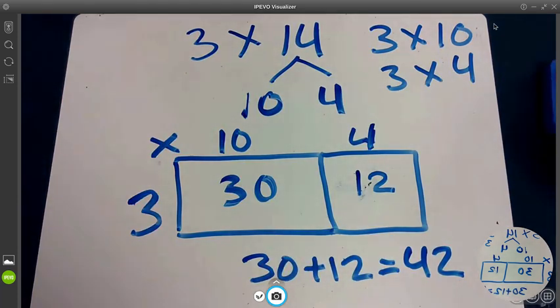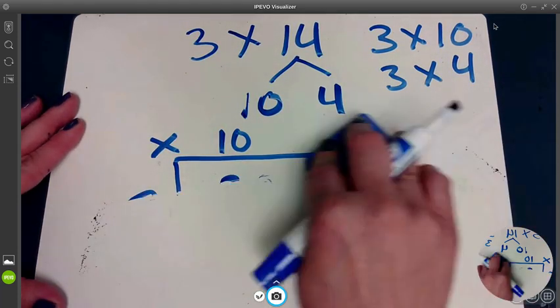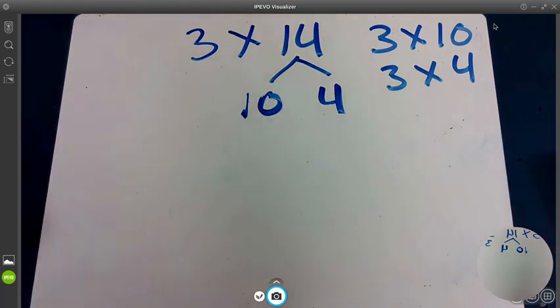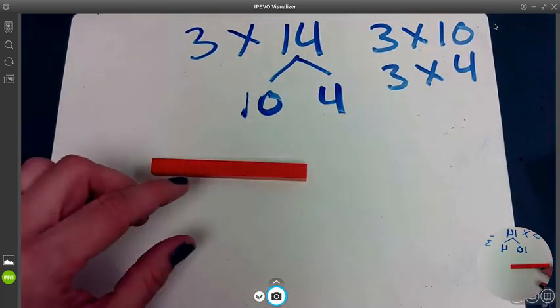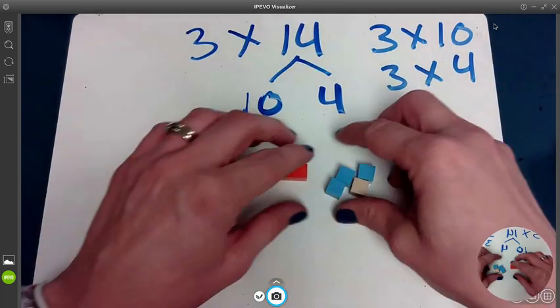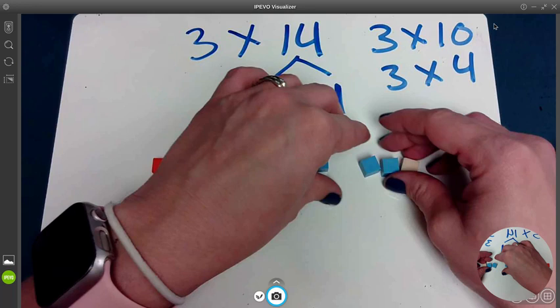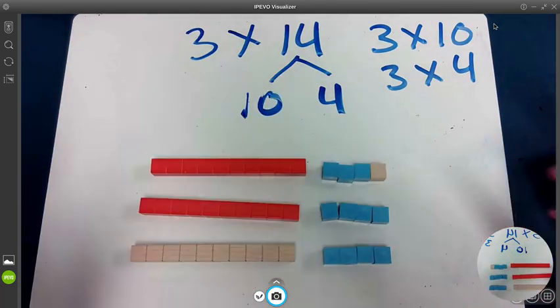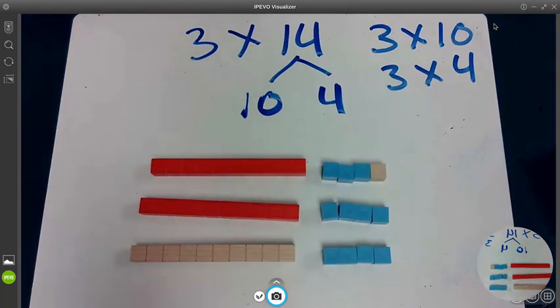Now, another way that we do this, instead of doing the area model, is they'll use base 10 blocks. They'll say, all right, we have to make 14: 1, 2, 3, 4. That's for this number here, 14. We have to have 3 rows of that. So 3 rows of 14. And that's made with base 10 blocks.